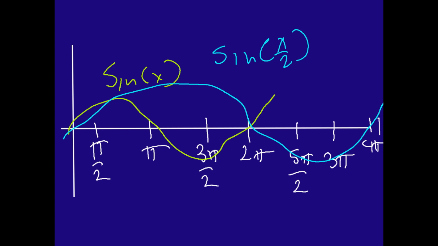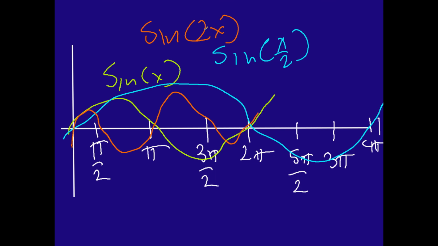And then the last one that we're going to do is sine of 2x. That one was really, really wild. It went up, and then it went down like this, and then it went up, then it went down like this, and then it went up. That is sine of 2x like that.